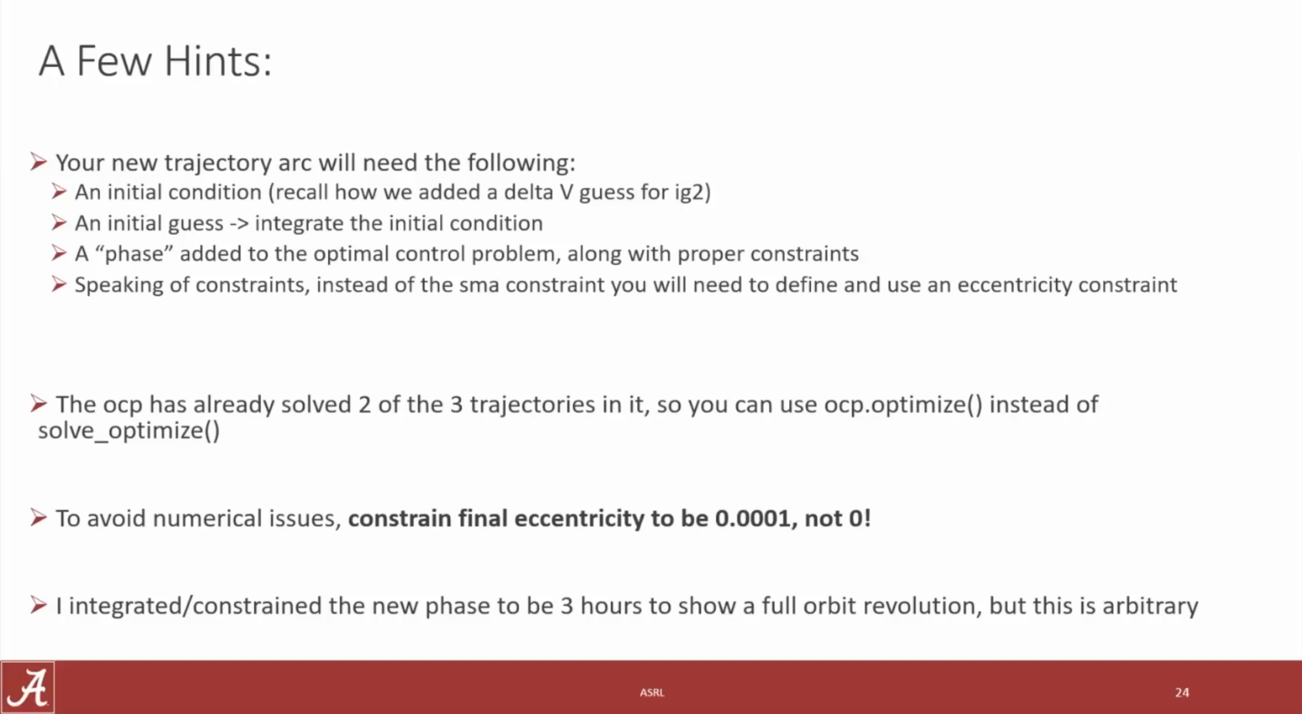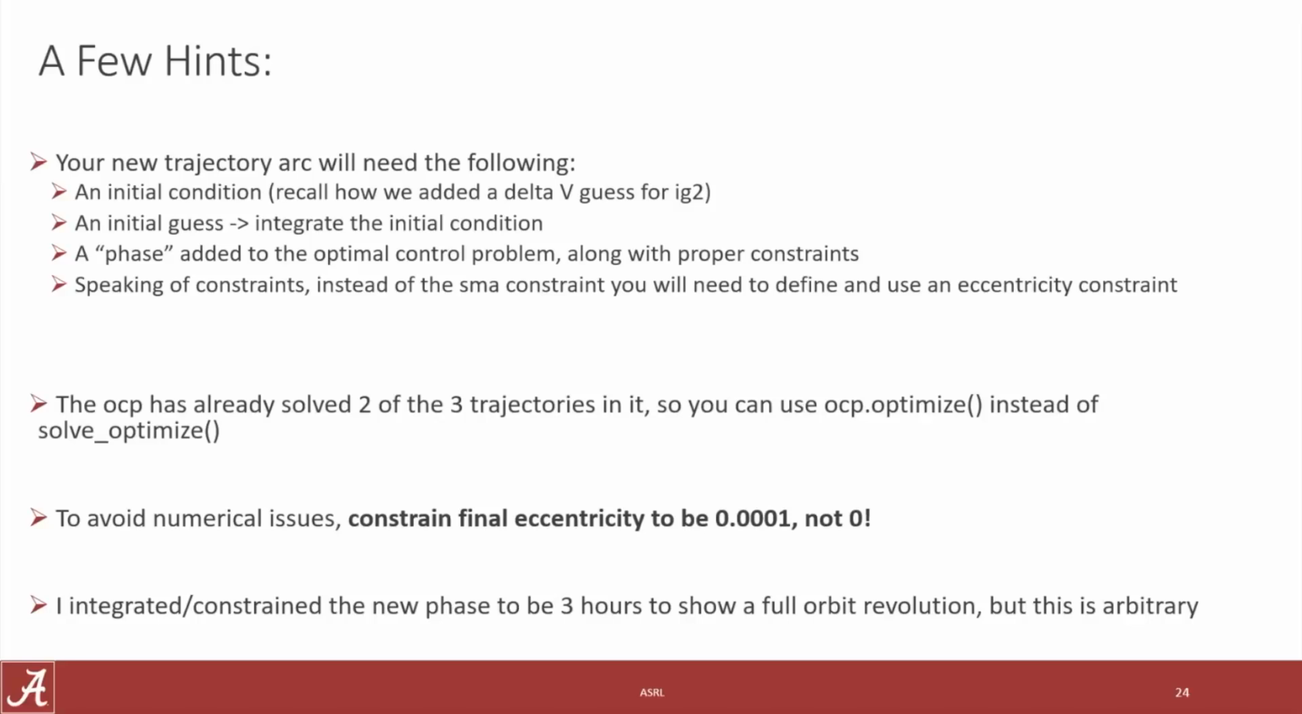And that will be a good guideline for making IG2. Once you've got your initial condition, you need an initial guess, which is just integrating your initial condition for some amount of time. A phase will need to be created and added to your optimal control problem, and that phase will need proper constraints and objective.